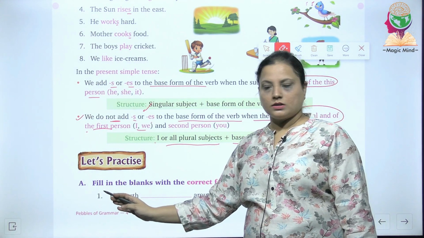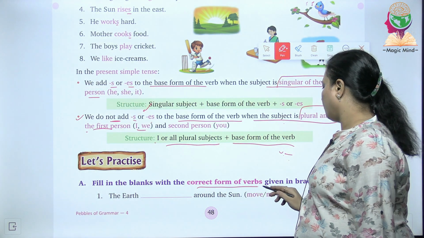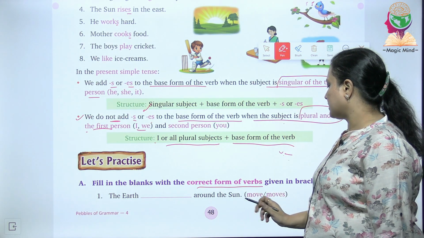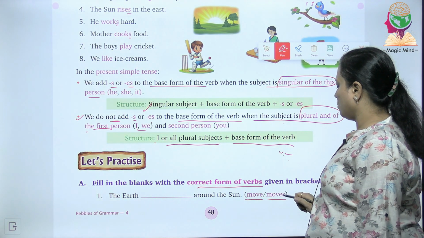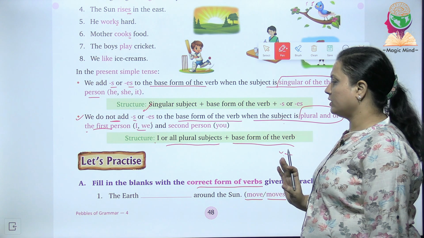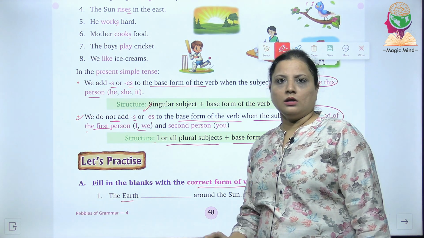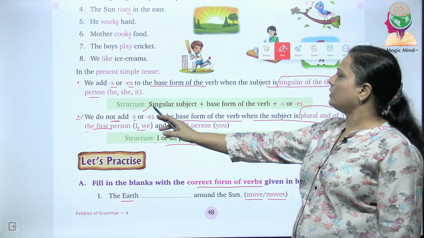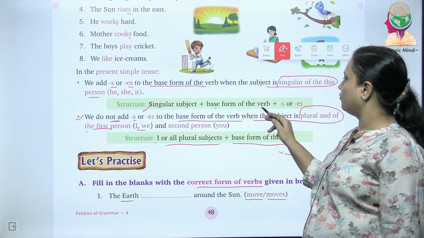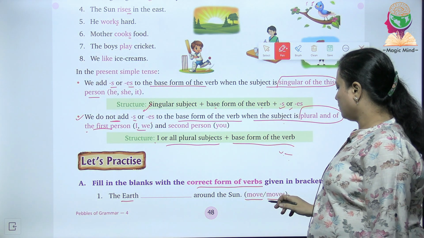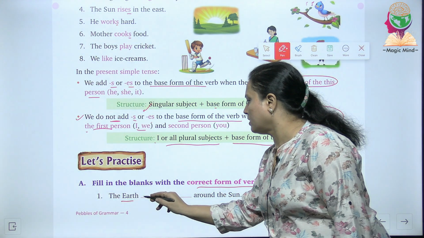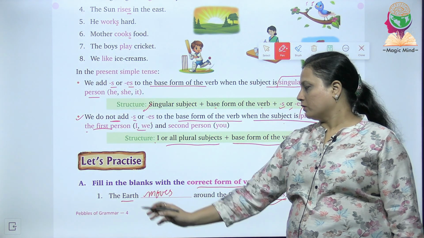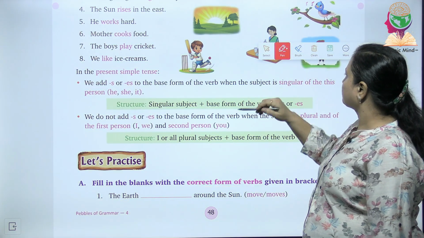The first question states, fill in the blanks with the correct form of verbs given in the brackets. And the first sentence is, the earth dash around the sun. Now what will be the correct word? Move or moves. Now they have given two verbs to it. We are talking about the earth. Earth is a singular noun. Fine. It is a singular noun. So what do we add in a singular subject? We will add base form of verb along with S or ES. So the correct word over here is moves. So let us write here MOVES. So the correct sentence will be, the earth moves around the sun.